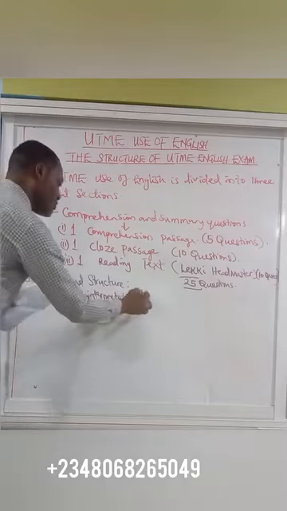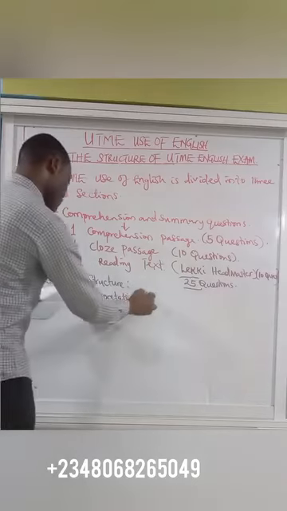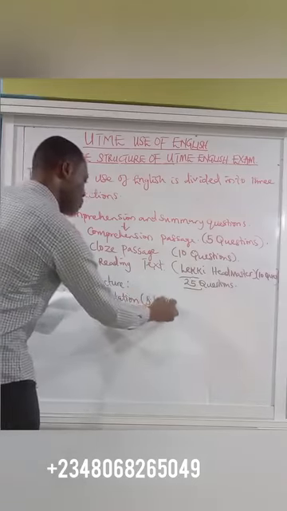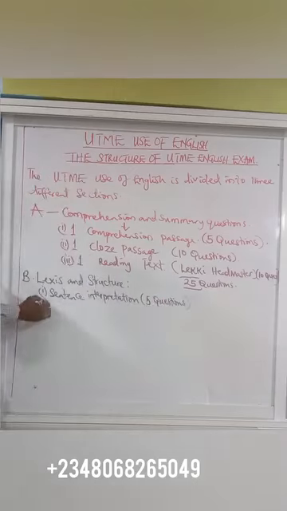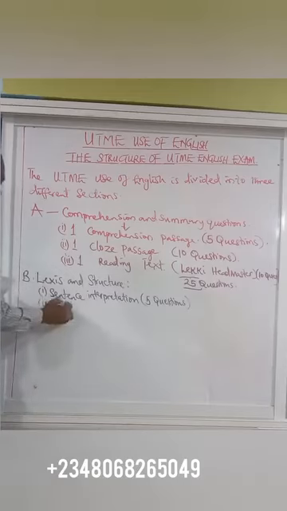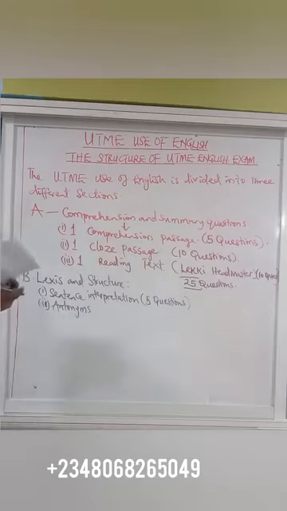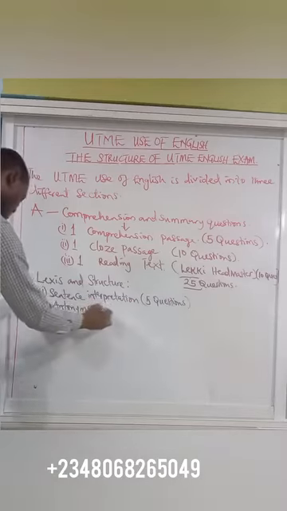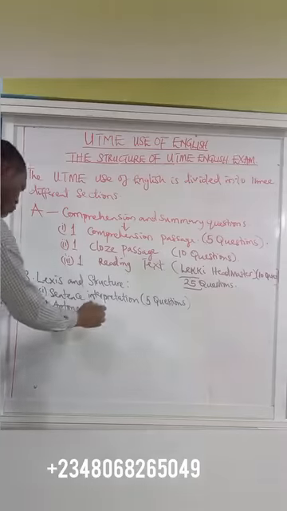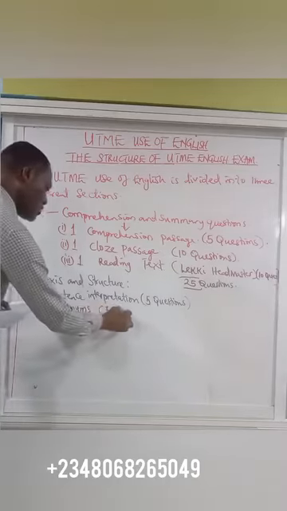Sentence interpretation. Okay, so this consists of 5 questions. Section 2 of this particular section B contains questions on antonyms. I'm sure you all know what antonyms are: words of opposite meaning. So this consists of 5 questions as well.